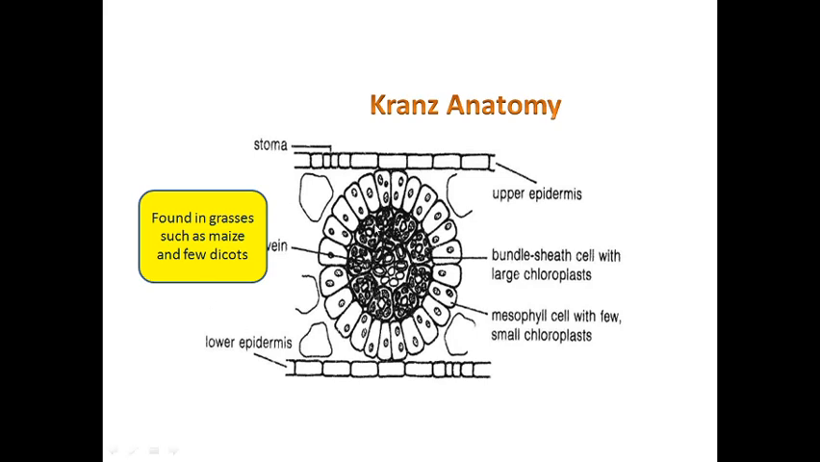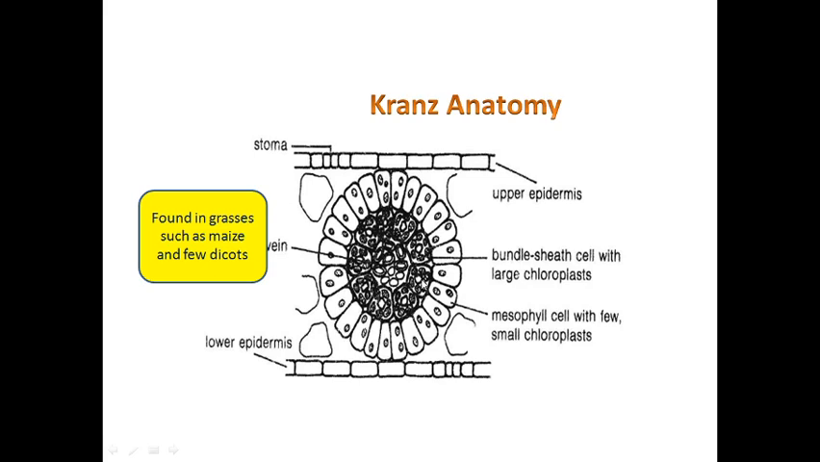You see here the bundle sheath cells, in the dark black. They have large chloroplasts and are surrounded by mesophyll cells. Here you can see the mesophyll cells are in a ring form, flower like, like a wreath, and wreath in German is called Kranz. That's why it is called Kranz anatomy. These mesophyll cells are arranged in a circular manner around the bundle sheath cells, and they have very small chloroplasts as compared to the bundle sheath cells.